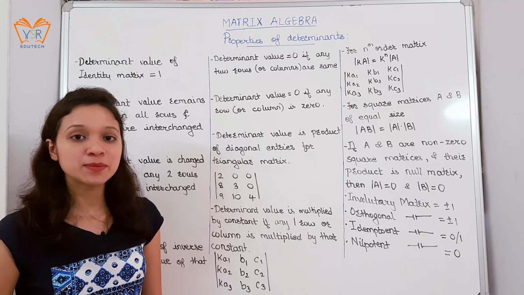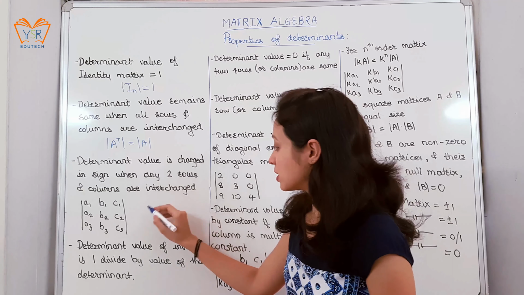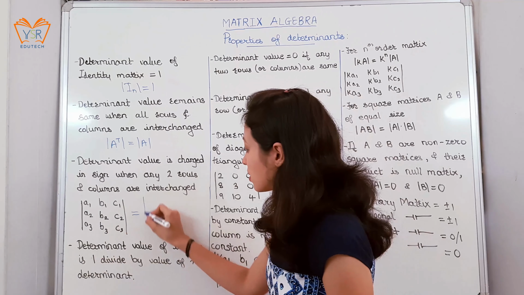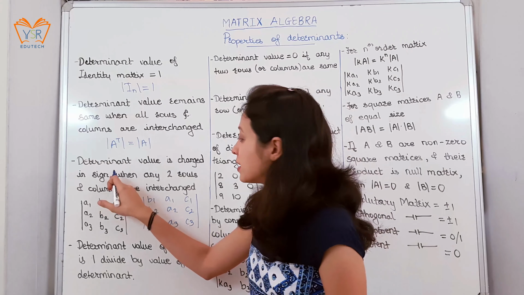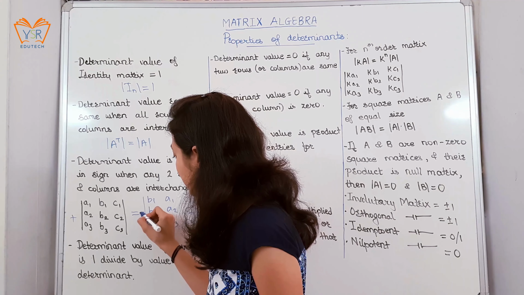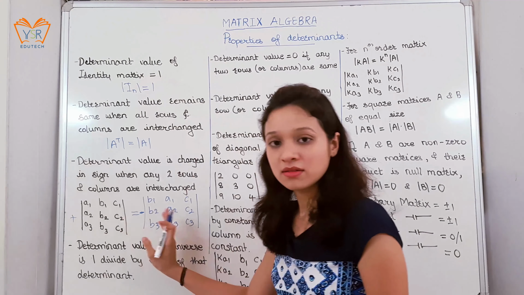Third, the determinant value changes in sign when any two rows or columns are interchanged. So, let us consider the 3-order determinant. Columns 1 and 2 are interchanged, and column 3 stays as it is. The sign changes, that is, plus sign will be changed to minus and vice versa.